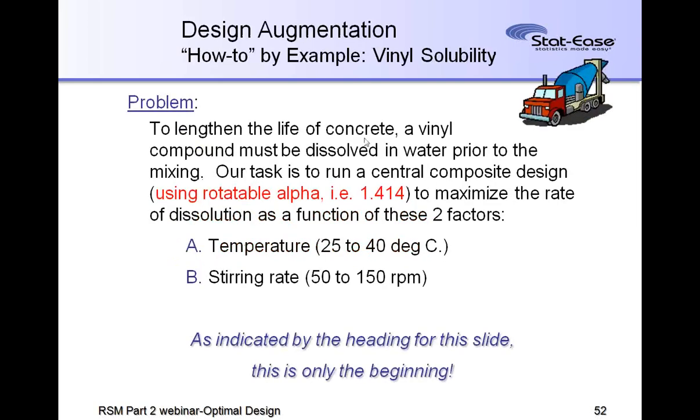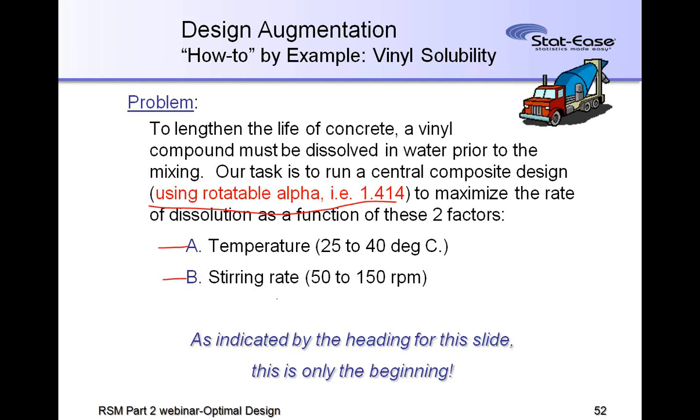So this case is called vinyl solubility, and we started with a rotatable alpha on a central composite design. Let me point that out here. Central composite design is what we're going to try for temperature and stirring rate. We didn't have any constraints or discrete factors or anything where we had to use the optimal design, so it's good to start with a central composite design whenever you can.